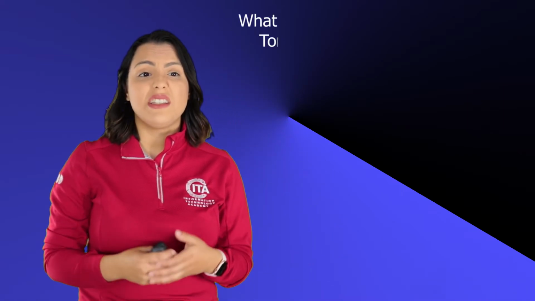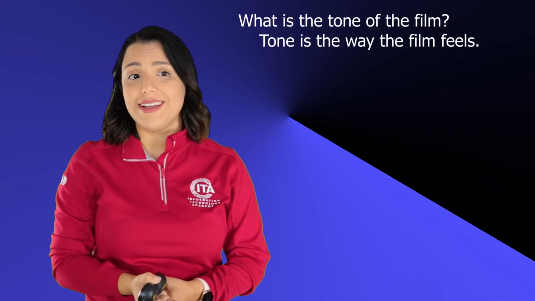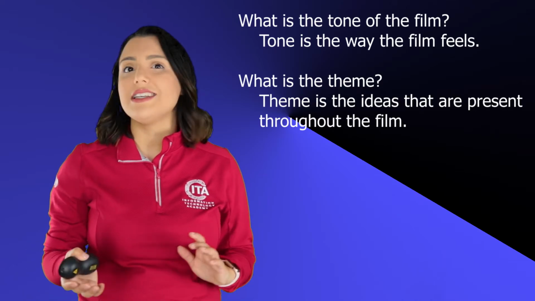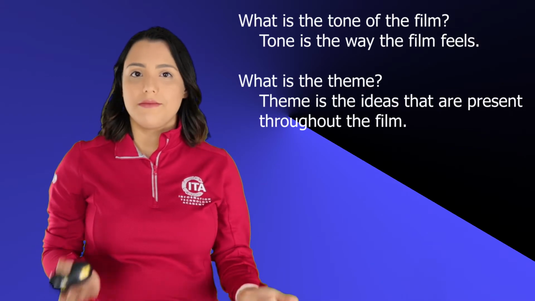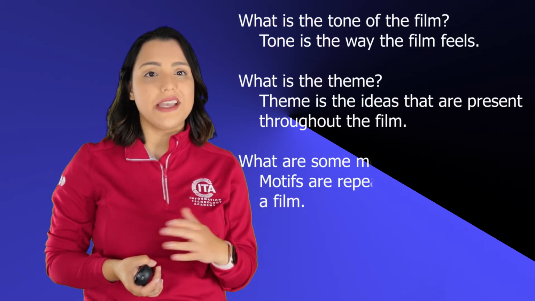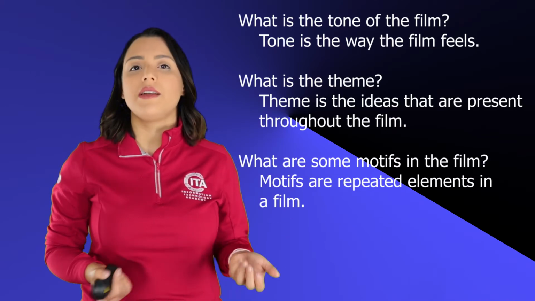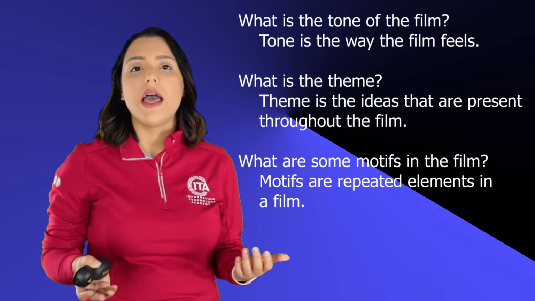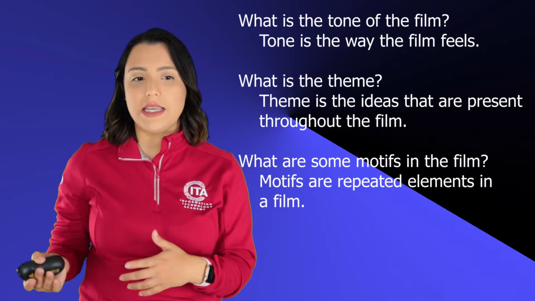So they must determine what is the tone of the film. The tone is the way that the film feels, or that it's going to make the audience feel. What is the theme of the film? The theme is the different ideas that are presented throughout the film. So fear, sacrifice of a greater good, and the list could go on. And then they must finally determine what some motifs in the film are. Motifs are repeated elements in the film. For example, you may notice that a villain in a film always wears red when they come onto the scene. Or you may notice that in a film where a scene is supposed to be very scary, the light will always come down in every single scary scene.